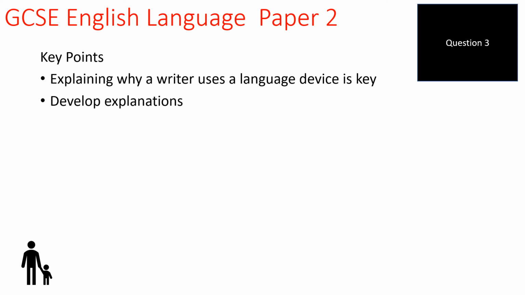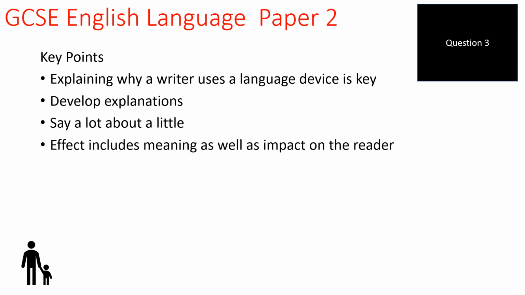Develop explanations. To move up the bands in the marking, you need a very, very good explanation. Say a lot about little. It's not about spotting every single technique you can find, and it isn't a tick list. Effect includes meaning as well as impact on the reader. So you're not just saying, ooh, this sounds scary to the reader. You're saying that with this word, the writer wants to make us understand how small this particular boat was in comparison to the massive wave, to show us the size of these two different things. That's about meaning, not necessarily about effect.